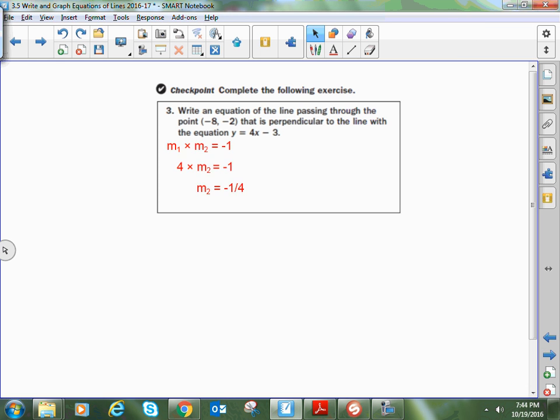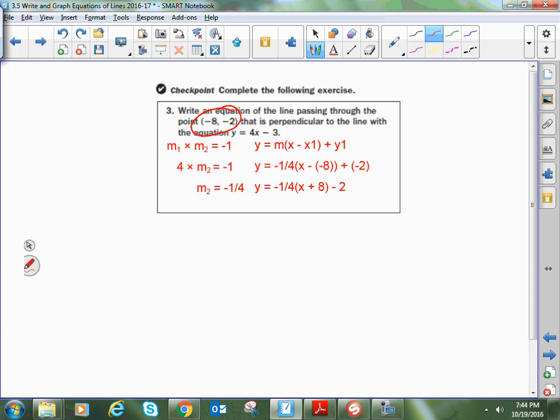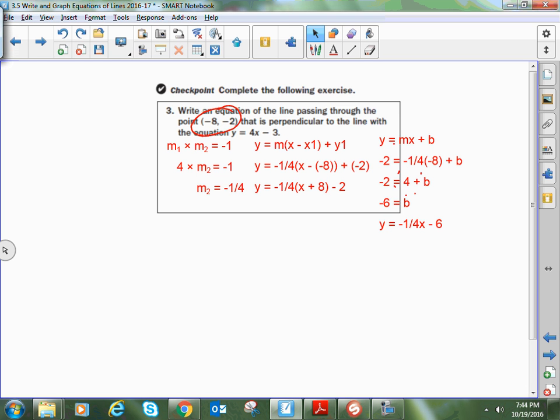Okay, so here, I have to recognize that since the slope of the first line is +4, the slope of the second line has to be -1/4. Using the point slope form, I would get the equation -1/4 (x + 8) - 2, just using the given coordinate that we had. Using the slope-intercept form, we have to do substitution one time, then do a little bit of math to figure out what the y-intercept is, then do substitution a second time.